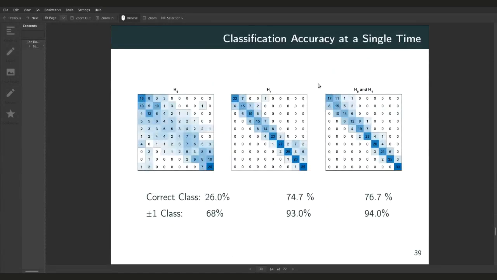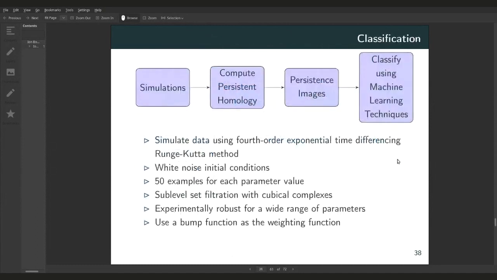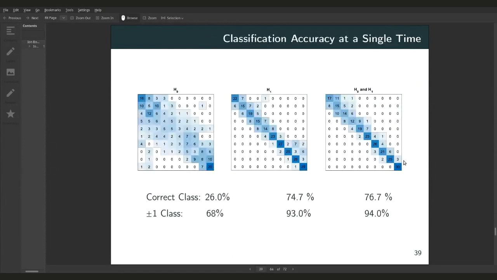Right. So anything along the diagonal is classified correctly. But for example, there were 3 examples that I think were meant to be in this parameter category, but actually were classified in this parameter category. So one neighbor over, or if you're looking at our parameter values, that's a difference of 0.01 in our parameter value B. Okay, I see. Cheers. So yeah, these are in order of parameter value, and so things close to the diagonal are actually close in parameter value as well. Okay, awesome. Thank you.